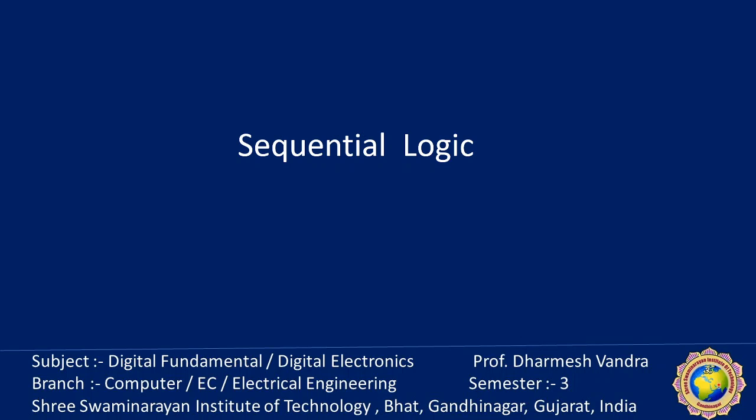The digital circuits we have considered, as we already discussed, have been combinational circuits, where the output at any instant of time depends entirely on the present input at that time. We have already completed combinational circuits, where the output only depends on the present input.